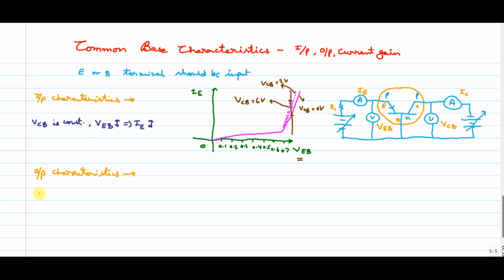For doing this, I want to make the input side parameter IE, the input current, constant. The input current is responsible for getting the changes in the output side. So IE I want to make constant here, and I want to vary the output voltage VCB, and I will get the output current IC. Okay, so now I will draw the diagram.